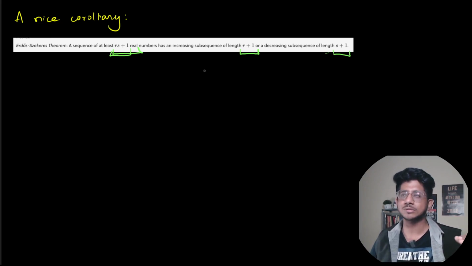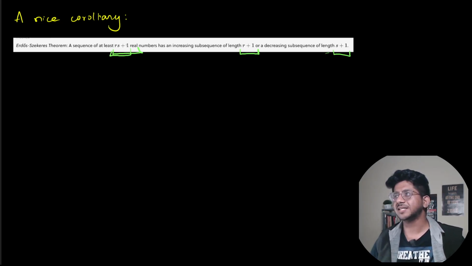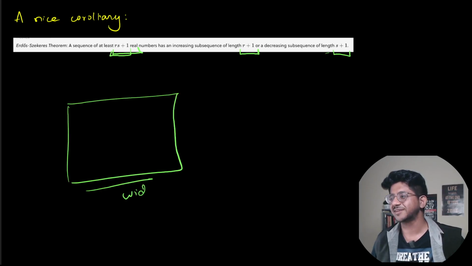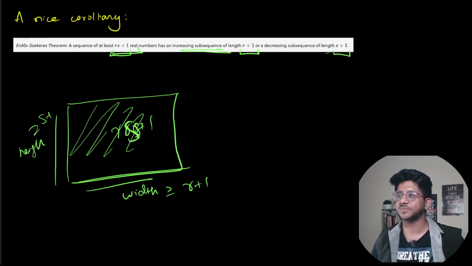I'm going to give the link to proofs of these theorems that we talked about. There is a very nice, brilliant proof that you can refer to if you're interested in proofs and stuff. But essentially, we said that this was width, the increasing subsequences might mean width, and the decreasing subsequences of length s plus 1 would be height. And we are essentially saying the area is equal to r into s plus 1. So either this has to be greater than or equal to r plus 1 or this has to be greater than or equal to s plus 1.